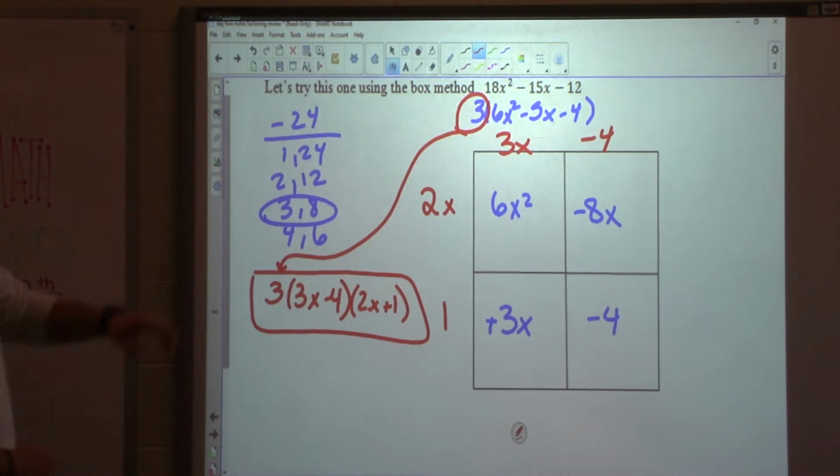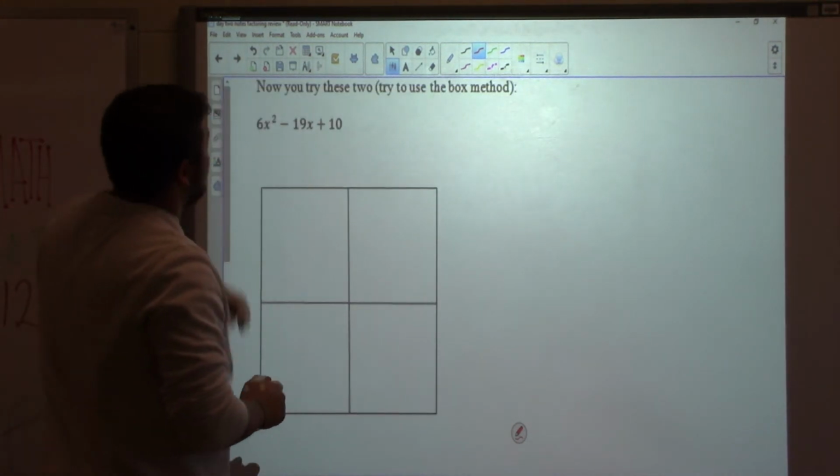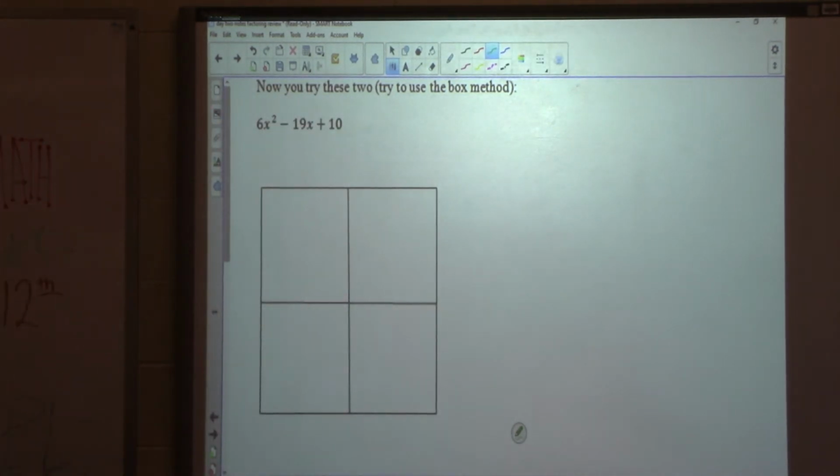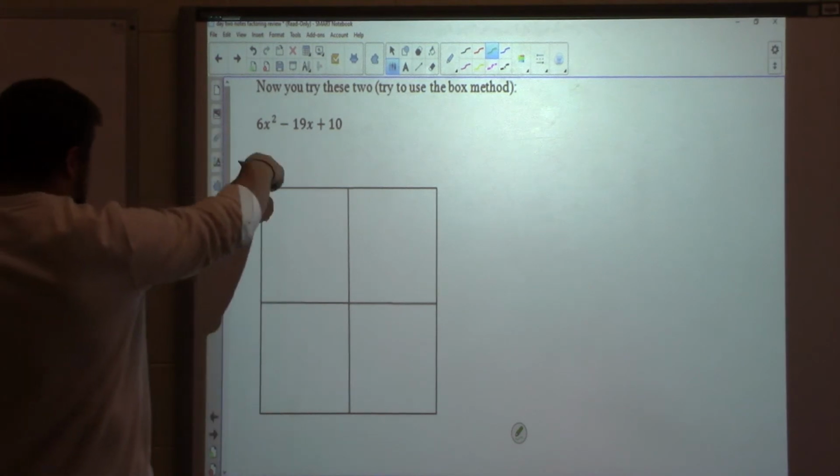Let's do one more. We should have time. Okay, you're not going to try it on your own, we're going to do it together, so I want to go through it. Okay? So, 6x squared minus 19x plus 10.